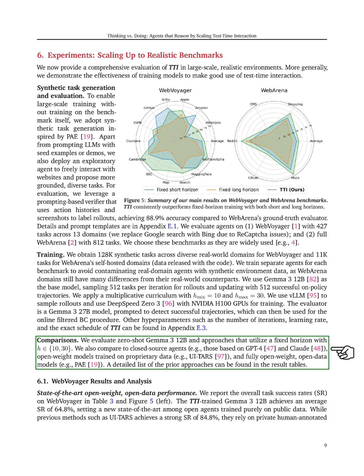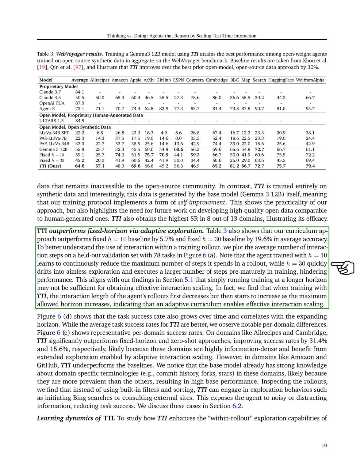We compared our approach against various models, including those using fixed horizons and other well-known agents. Our results show that the TTI-trained model achieved a high task success rate, setting a new standard among open agents trained solely on public data. While other methods relied on private data, our approach demonstrated the effectiveness of synthetic data generated by our model. We also found that TTI outperformed fixed horizon methods, particularly in domains that benefit from extended exploration.